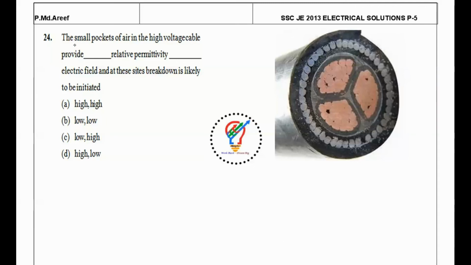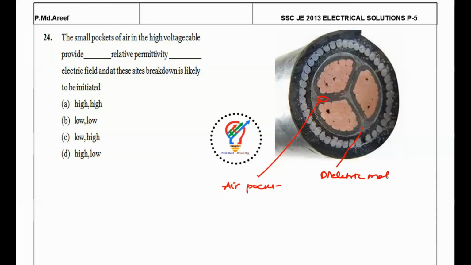Next question is, the small pockets of air in the high voltage cable provide dash relative permittivity dash effect electric field, and these sites breakdown is likely to be initiated. So for example, say here we have a high voltage cable. Suppose here we have air pockets. So air pockets, instead of this lamination, that is dielectric material.